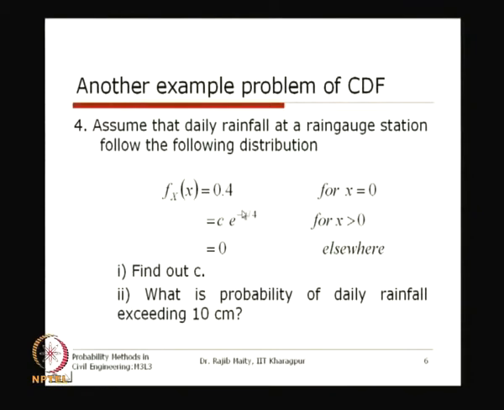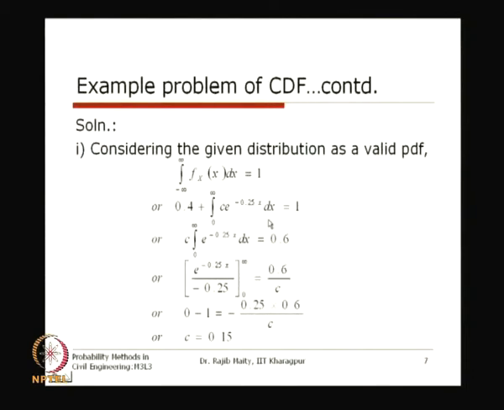So first, find out C. C is a constant here. To find the proper value of C, the total area under this curve should be equal to 1. That condition we have to satisfy. From the second axiom of probability, we know that the total integration from minus infinity to plus infinity of this PDF should be equal to 1.